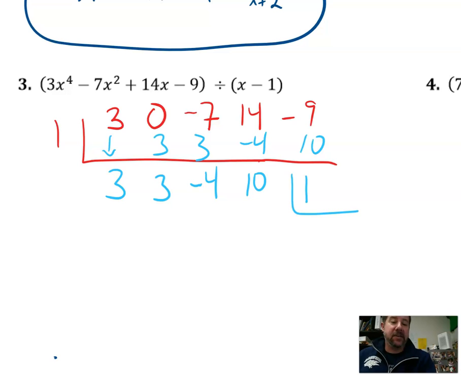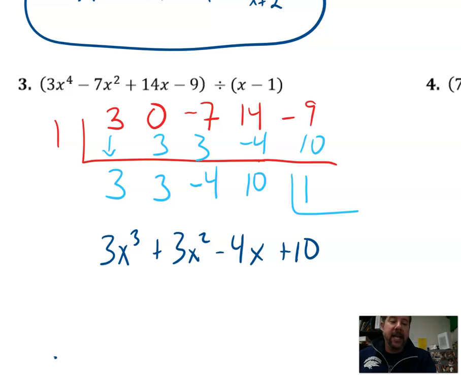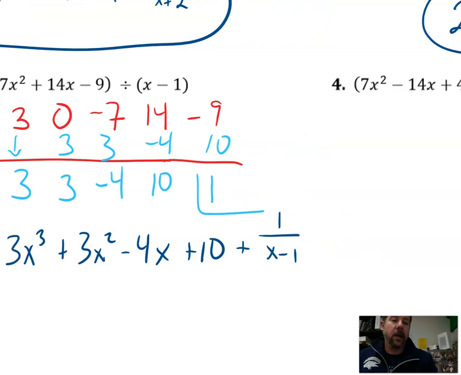This is my answer now. That is my remainder right here. And because I started with an x to the 4th, I now need to start my answer with an x cubed: 3x cubed plus 3x squared minus 4x plus 10. Again, when you get here, you should always end with that constant term. That makes me feel good. This last one is my remainder, plus 1 over x minus 1. And there's our answer using synthetic. Easy peasy lemon squeezy. Alright?